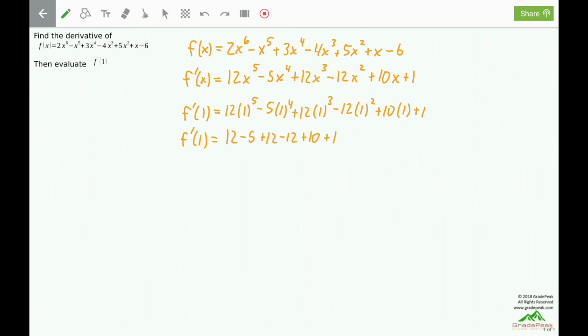And now we can add these together. It helps to find terms that are equal value and opposite sign, like the positive 12 and negative 12 here. We can just cancel them out. It'll just make the addition easier to deal with. 12 minus 5 is 7. Plus 10 plus 1. You can take that in pieces if you want. 10 plus 1 is 11. 7 plus 11 gives us 18.